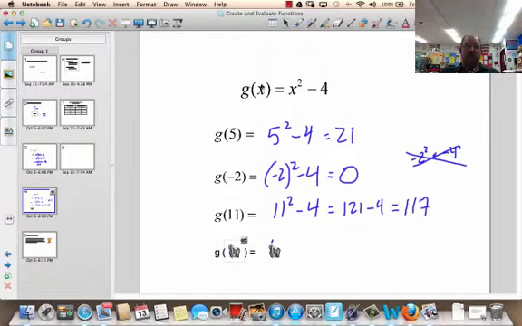It's going to be gorilla squared minus 4. Whatever's in the parentheses, that's what we put into the function. So if it's a gorilla, we put a gorilla in there. Gorilla squared minus 4. That's all we're looking for.